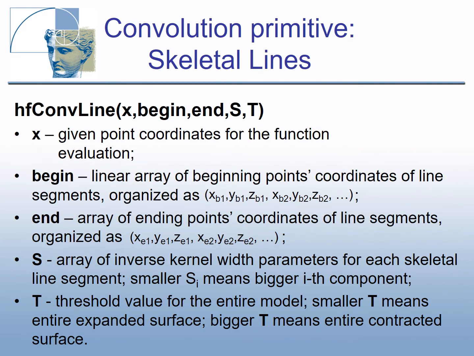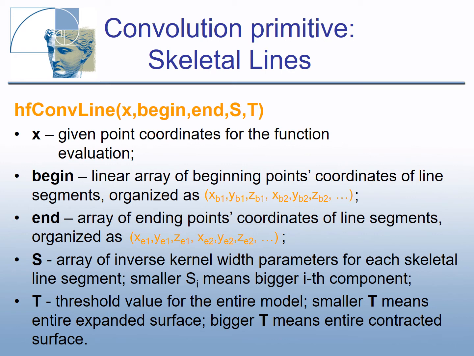Next convolution primitive is skeletal line. Name of function in HyperFun is HFConvLine, where x are given point coordinates for the function evaluation. Begin is linear array of beginning points coordinates of line segments organized as follows. End is array of ending points coordinates of the line segments organized as follows. S is array of inverse kernel width parameters for each skeletal line segment.